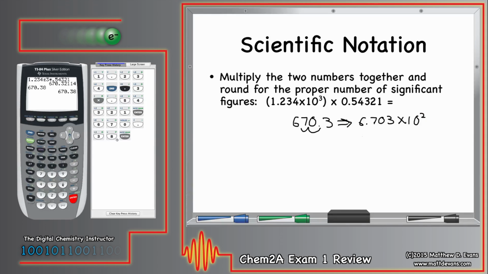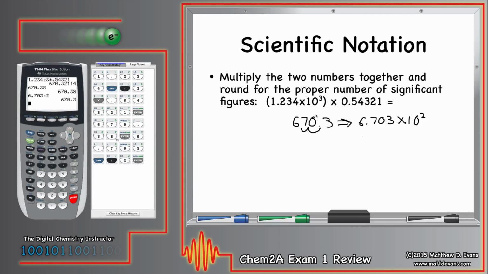We're just going to hit enter for this. So 6.703, and then the EE button again, second EE button, 2. And if we hit that, we of course get the same value back. Okay, so that's working with scientific notation. That's rounding for sig figs properly.